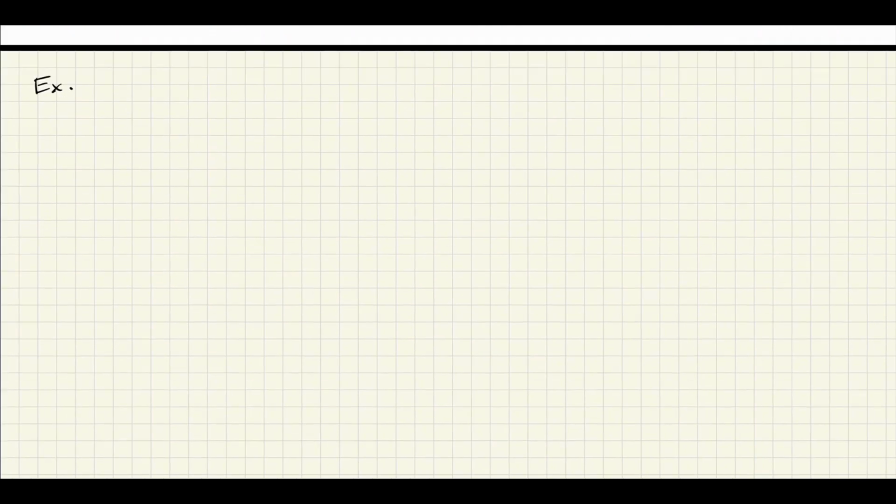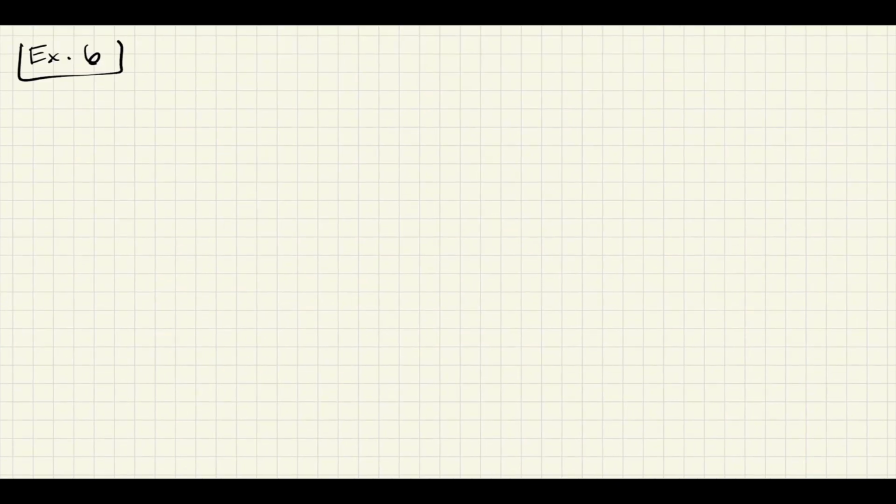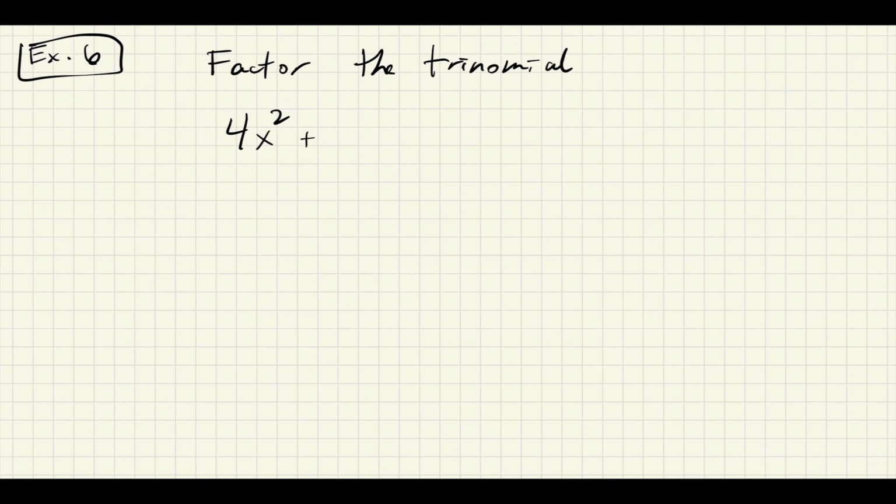Example 6. So this one is just factor the trinomial: 4x squared plus 5x minus 9. This one just says factor the trinomial. It doesn't say solve anywhere, so you don't have to do the last step. There's no equal sign. If it wants you to solve, there will always be an equal sign. There's no equal sign, you can't solve.